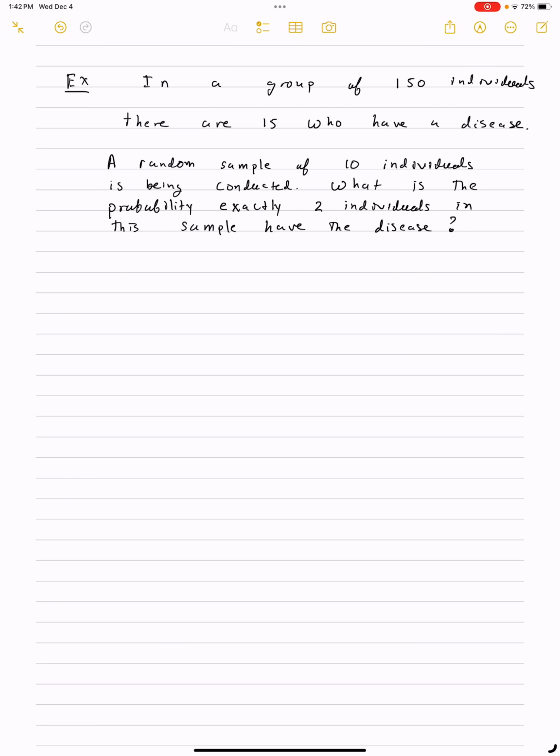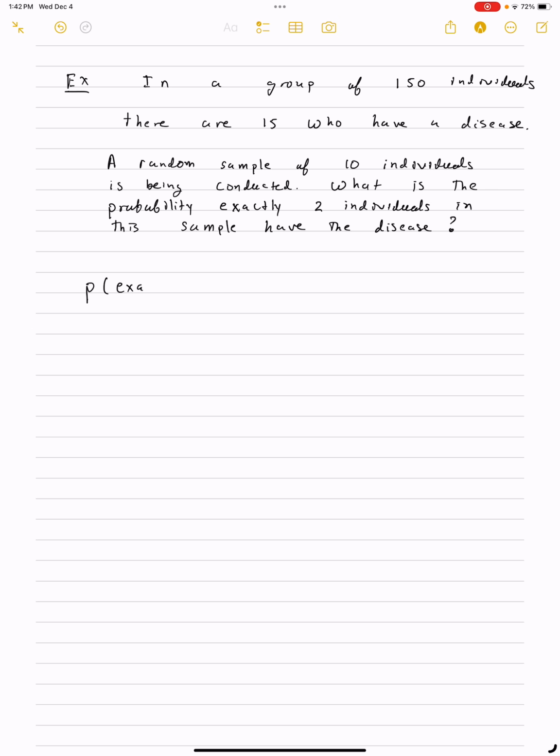Today we're going to be talking about the following problem in which we have a group of 150 individuals, and in these 150 individuals, 15 of them have a disease. A random sample of 10 individuals is being conducted, and we want to know what is the probability exactly 2 individuals in this sample have the disease. Okay, so we're interested in calculating this probability.